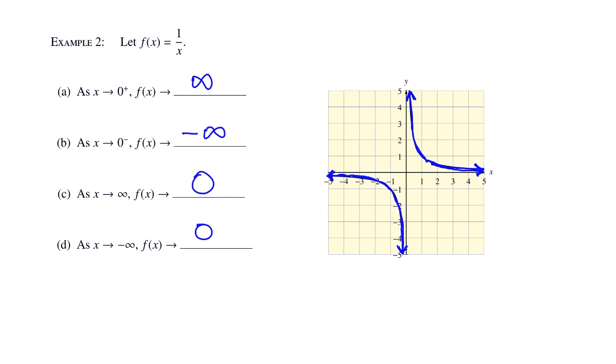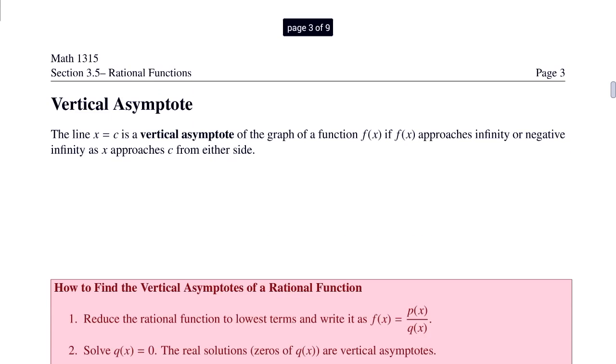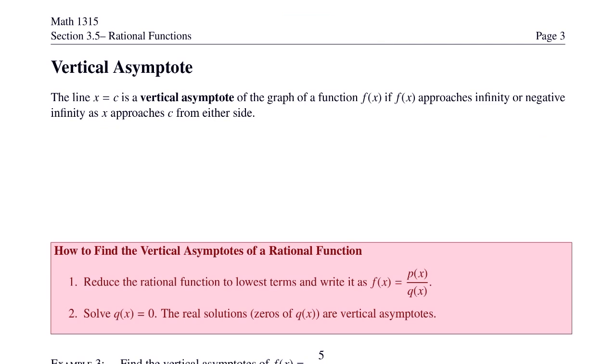Let's take a look at page 3 and vertical asymptotes. The line x equals c is a vertical asymptote of the graph of a function f of x if f of x approaches infinity or negative infinity as x approaches c from either side. Okay? So you have 4 graphs. Let's draw this first one with an x value of c. Vertical asymptotes are normally represented on the graph by a dashed line. And of course, it's a vertical line.